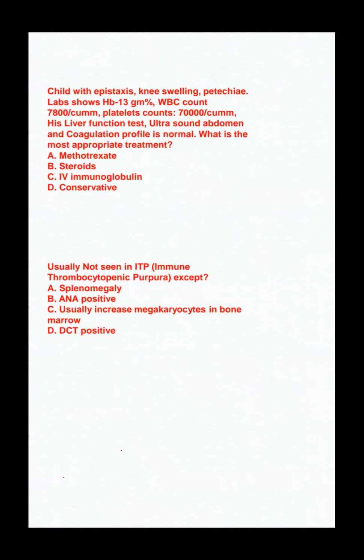The first question will be discussed with me, Dr. Umer Shahzad. Yes, ma'am. A child with epistaxis, knee swelling, petechiae. Labs show Hb 13, WBC count 7800, platelet count 17,000. His LFT, ultrasound abdomen and coagulation profile are normal. What is the most appropriate treatment? Methotrexate, steroid, IV immunoglobulins, or conservative.